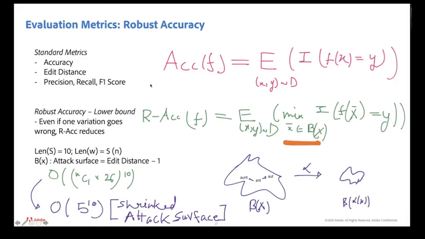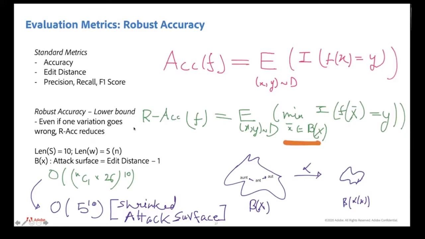But recent NLP papers, especially adversarial NLP papers, have come up with what is called robust accuracy. Robust accuracy works as follows. You again sample from the test data set, and B of x is an attack surface. You consider all perturbations of a token x, or a sentence x bar, and your model should predict the right thing for each of the perturbations. If any one of the perturbations goes wrong, then the robust accuracy reduces. That is the meaning of this equation.